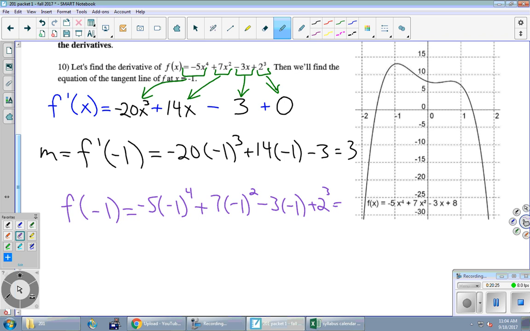I got 13. Or possibly I'm just tricking you to see if you're paying attention. Anybody else get 13? Or something different than 13? Okay, so let's just summarize. We now know that the slope of our tangent line is 3, and that a point on our tangent line is -1, 13.